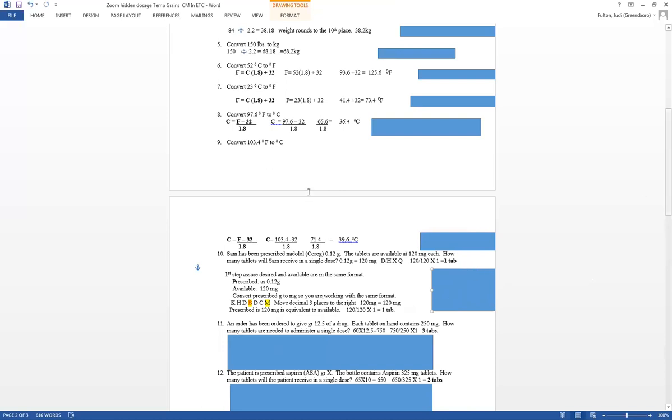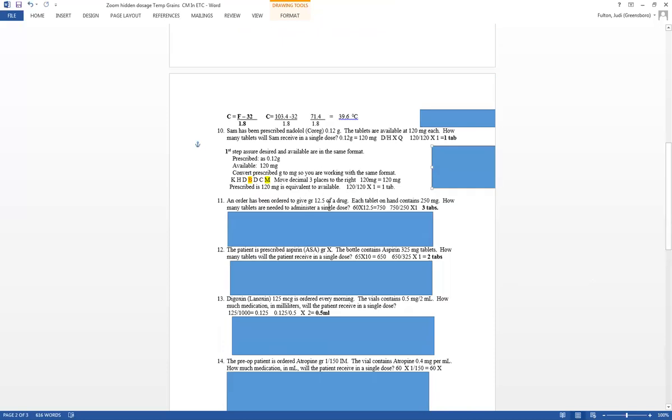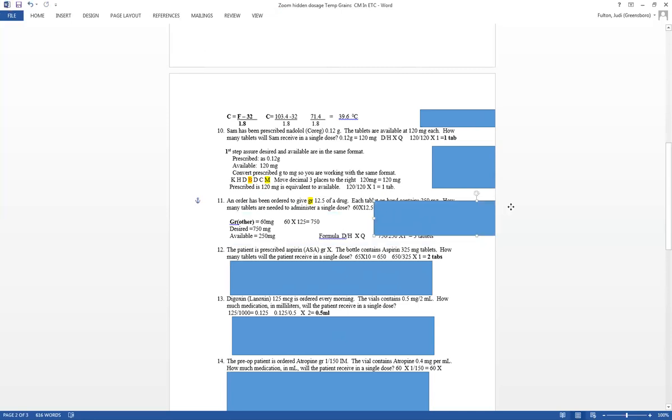Now let's look at the next one. Our order is 12.5 grains, GR. That's grains right here, guys. That's what grains can look like in a question. Each tablet on hand consists of 250 milligrams. So how many tablets are needed to administer a single dose? Let's pull this over. We got to do some conversion again. Focus down here. I know I've worked out the problem, but I want you to see step by step.